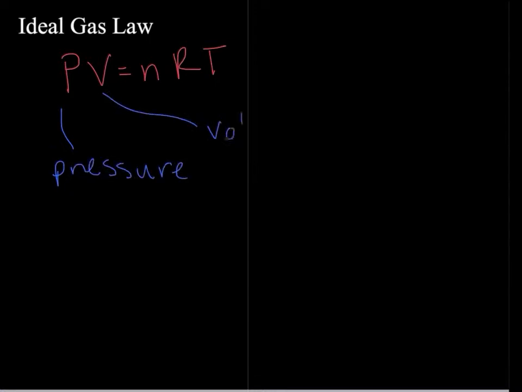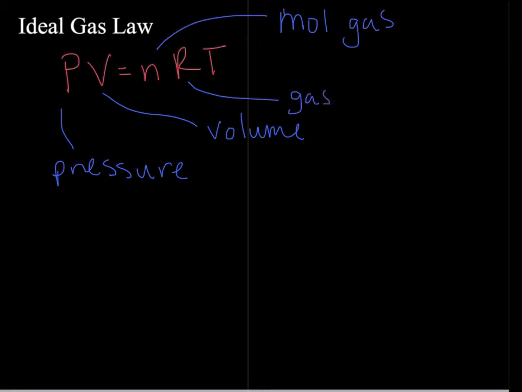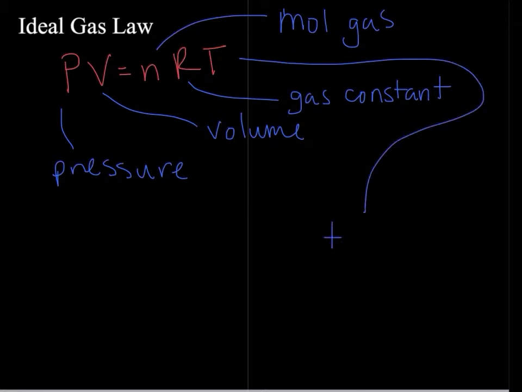The ideal gas law deals with the equation PV equals nRT, where P is the pressure, V is the volume, n is the amount of moles of a gas, R is our gas constant, and T is our temperature.